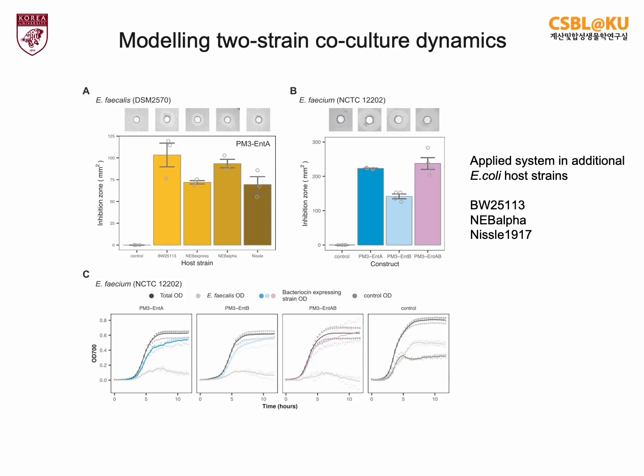To show the wider application of this system, the authors screened the PM3 Ant A expression plasmid in 3 additional E. coli host strains: BW25113, NEB5-alpha, and NISO1917. Enterococcus faecalis inhibition zones were seen at similar levels for all host strains, as shown in Figure A. In addition, this system also showed antimicrobial activity against a clinical isolate of Enterococcus faecium as well.